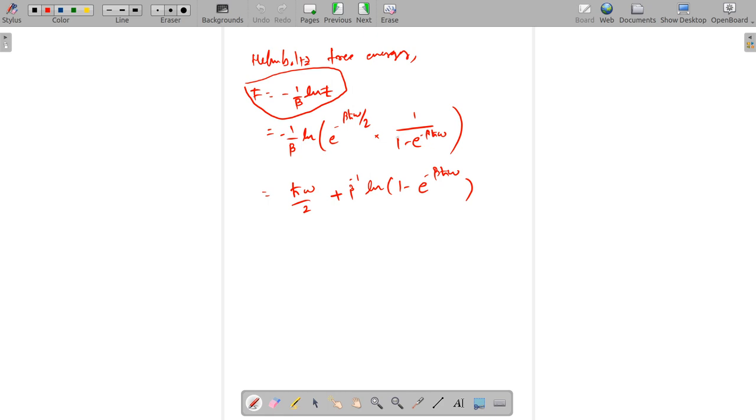That will give you a log of a product. That means log of e raised to minus beta h cut omega by 2 is minus beta h cut omega by 2. So there is a minus sign. That's how we are getting an h cut omega by 2 here. And in the second term, you just simply put it like this. There is no more simplification possible. So this is the final answer.